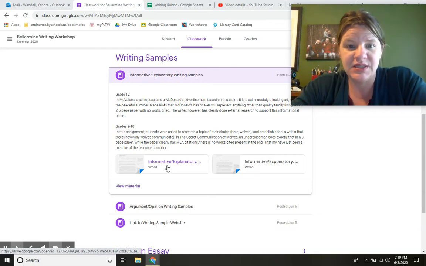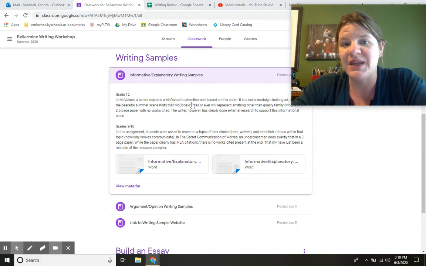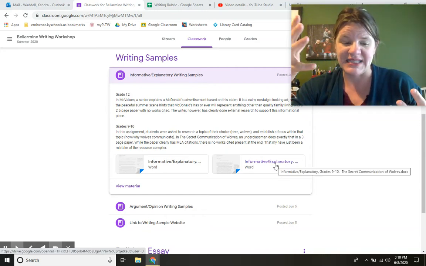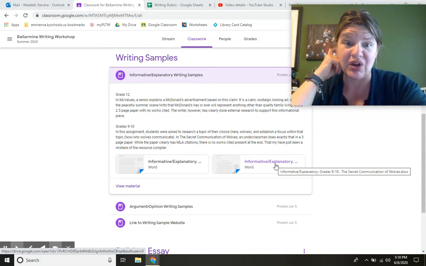So this is about wolves and how they communicate, freshman, sophomore. This one is about a McDonald's advertisement, and they looked at a McDonald's ad together, and then they explained what was happening in the ad. Now, we're not going to read all of these, but we're going to look at the first paragraph of each.